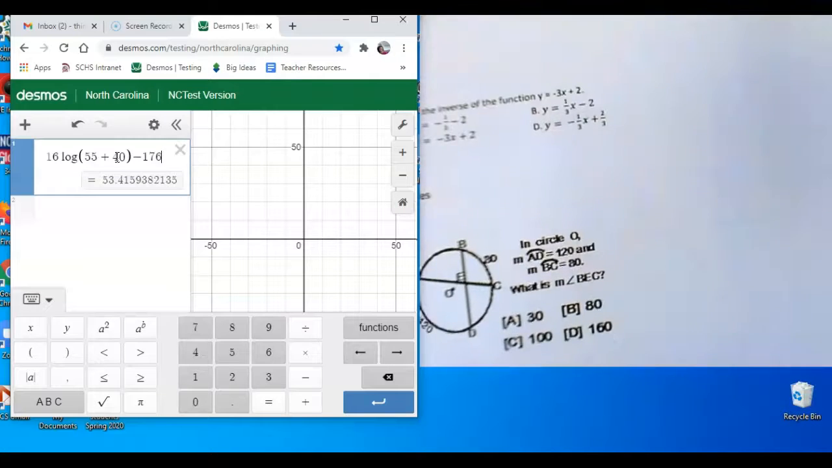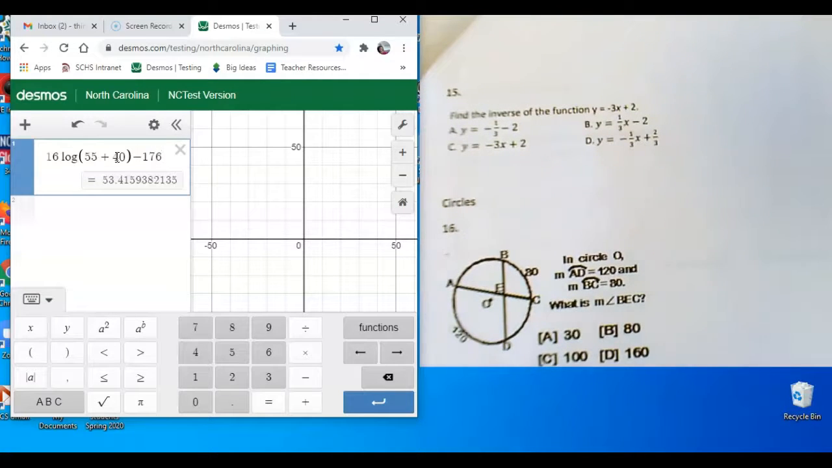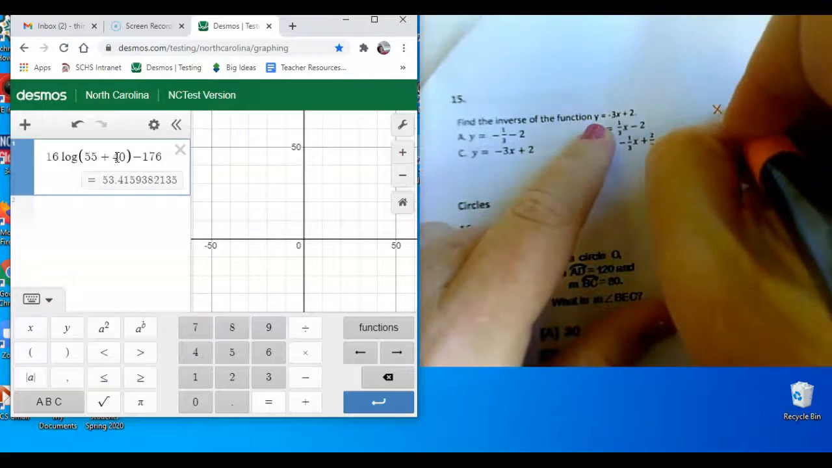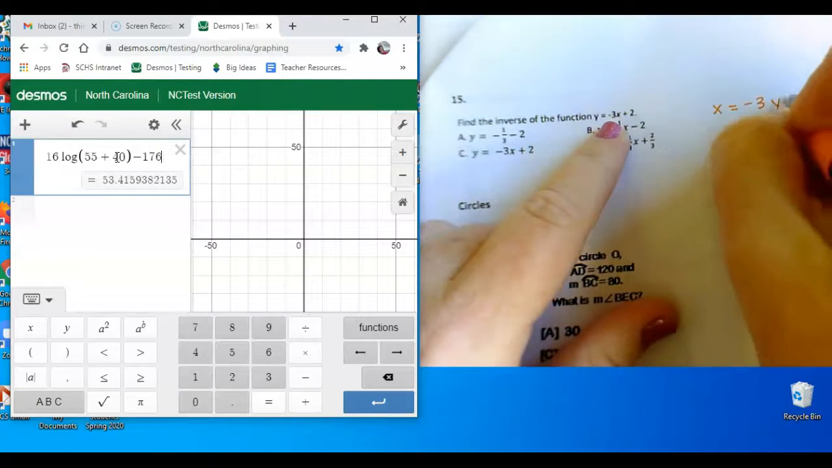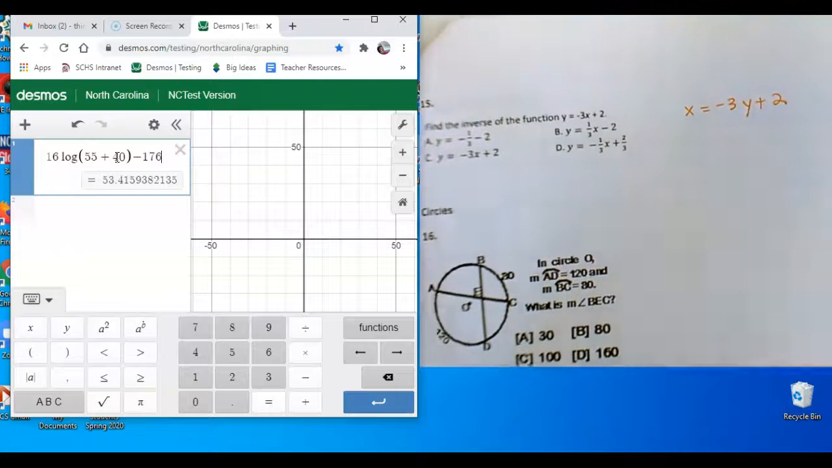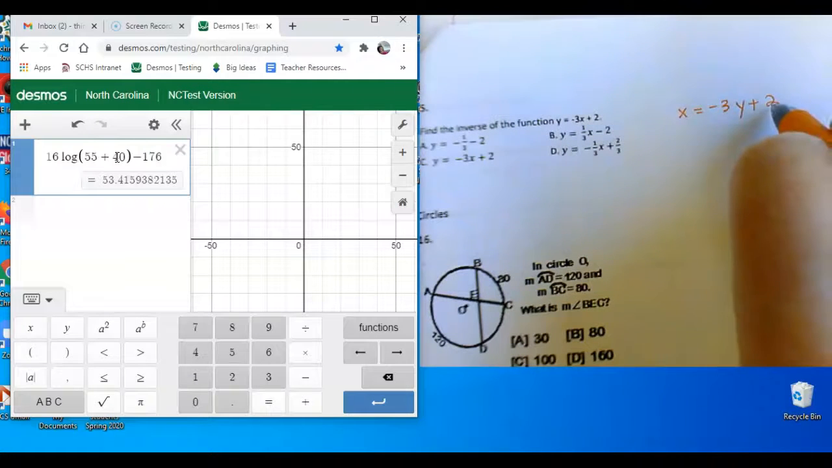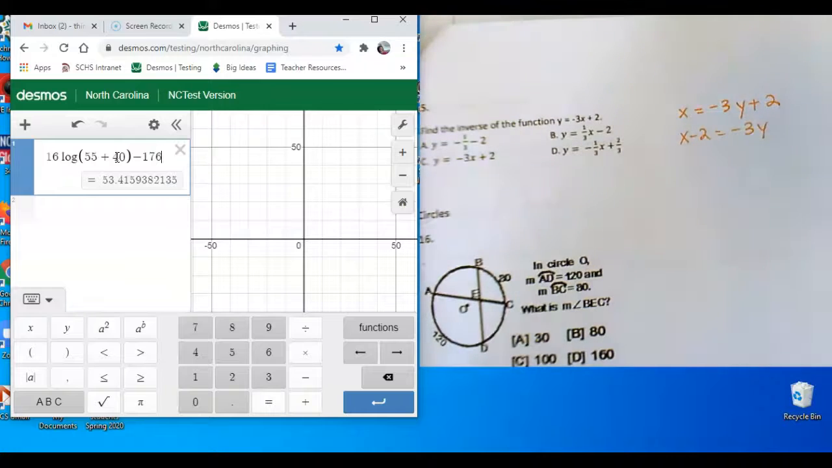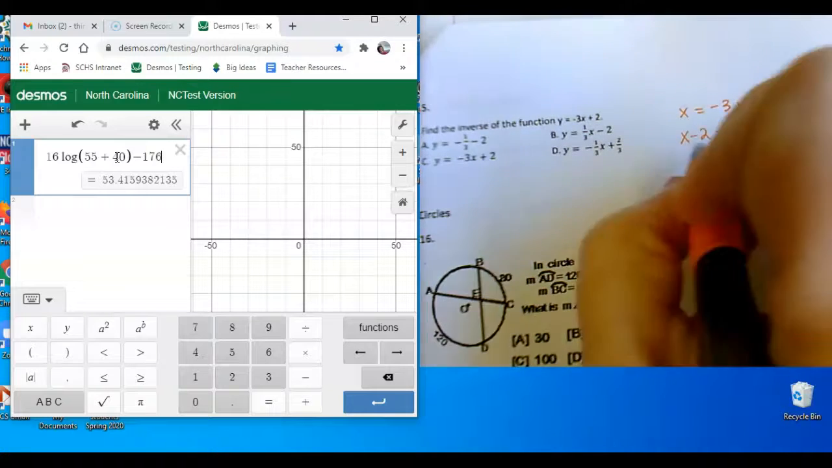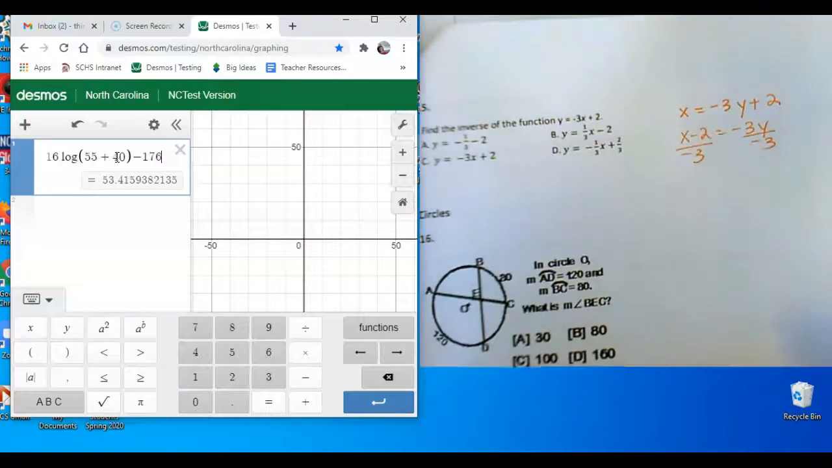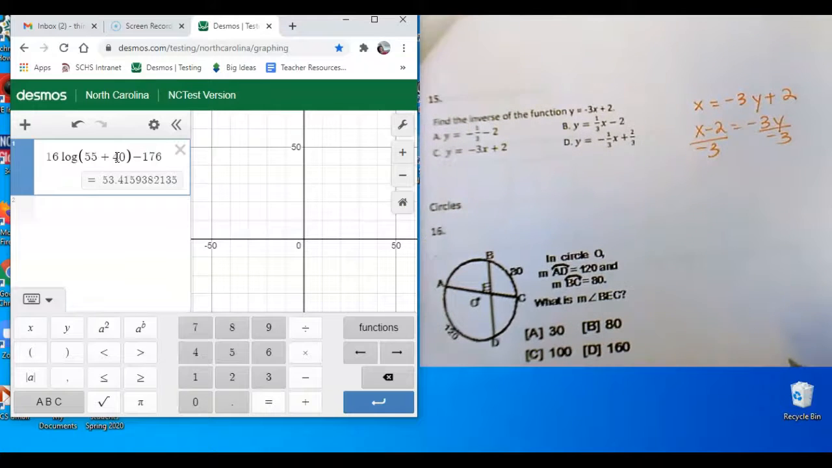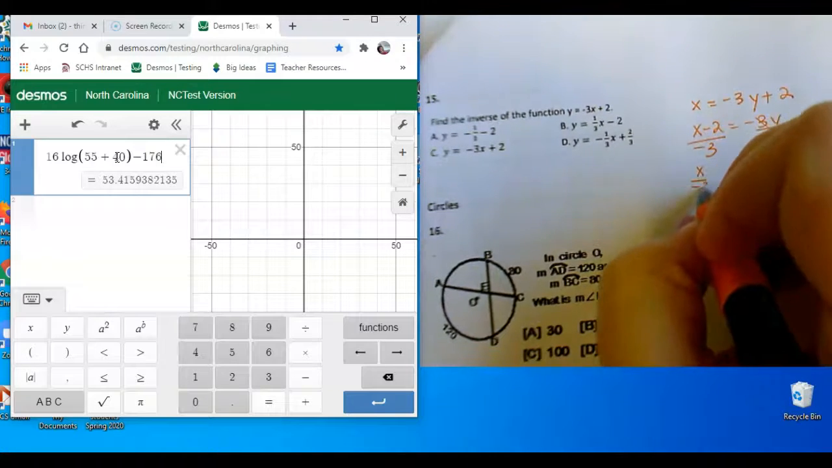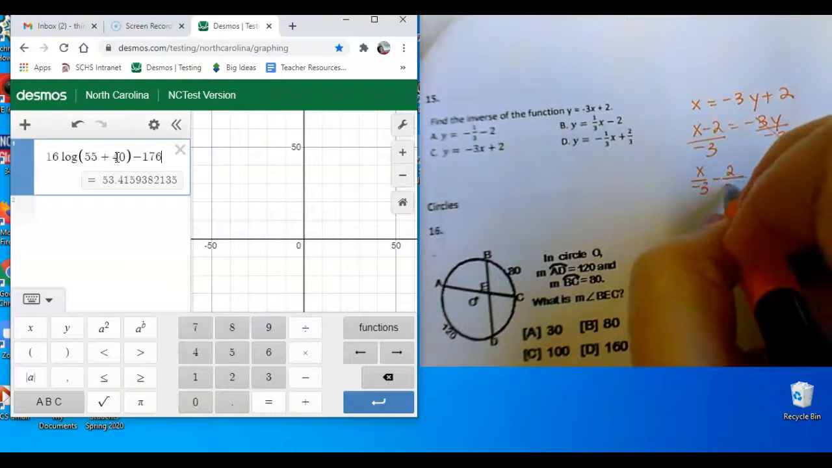All right, next, our question is asking us to find the inverse of a function. When you find an inverse, you take y, make it x. You take x and make it y, and you solve for y. So I'm trying to get y by itself. I'm going to subtract 2 on both sides. And then I'm going to divide everything by -3. This is one way to write it, but if you'll look at the choices, you'll notice that is not there. So another way to do it is to take that -3 and divide it by each one.